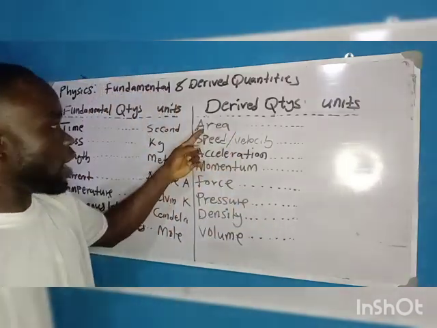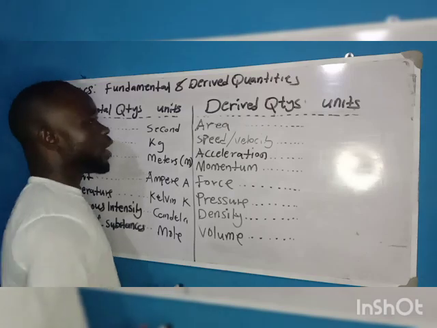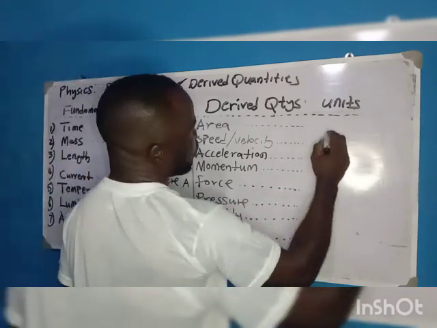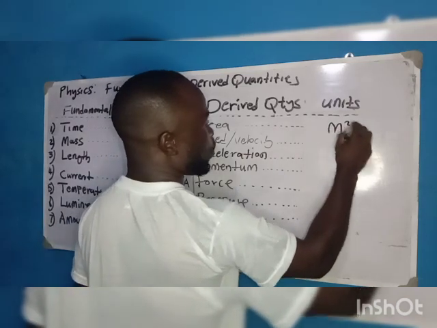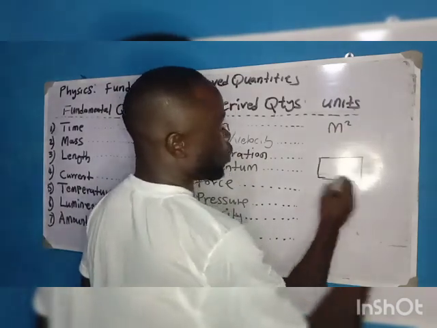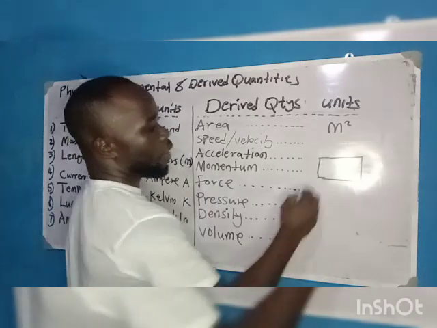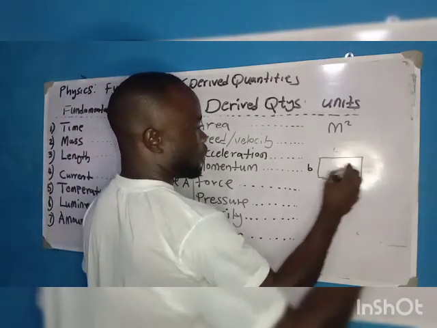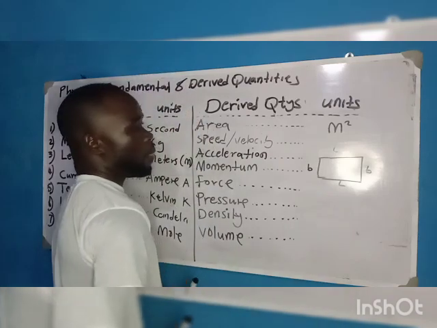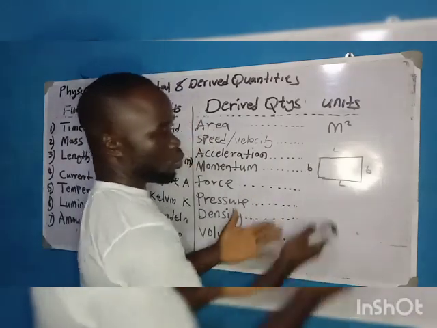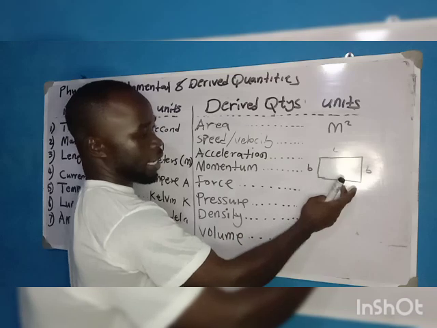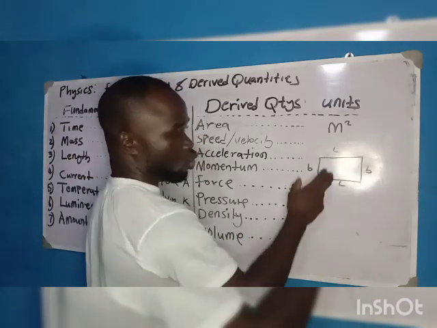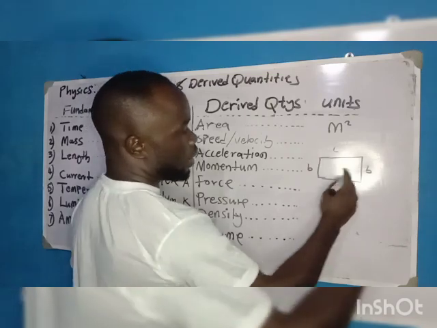And these quantities are, one, area. The unit of area is meter squared. This is a rectangle. What will be the area of a rectangle? A rectangle has two lengths and two breadths. The two basic things you can find on the rectangle are length and length, breadth and breadth. So if you multiply the length and the breadth, it should give you the area of the rectangle.